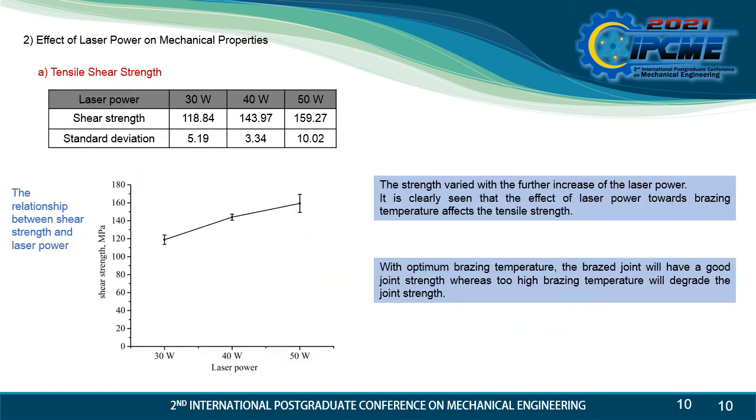Second is the effect of laser power on mechanical properties. This is for tensile shear strength. From the graph here, we can see the strength varied with the further increase of the laser power. It is clearly seen that the effect of laser power on the brazing temperature affects the tensile strength. With the optimum brazing temperature, the brazed joint will have a good joint strength, whereas too high a brazing temperature will degrade the joint strength.